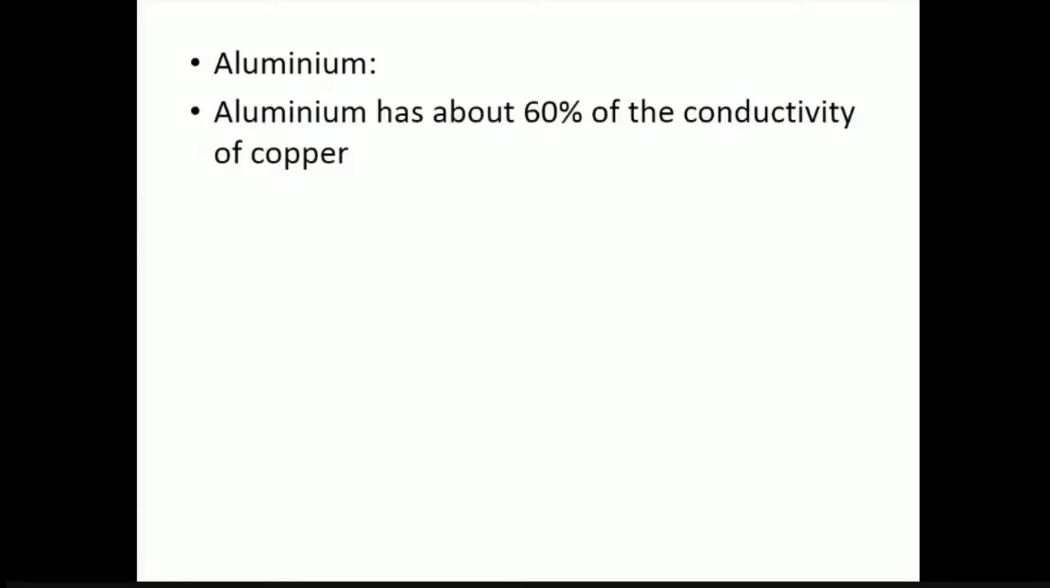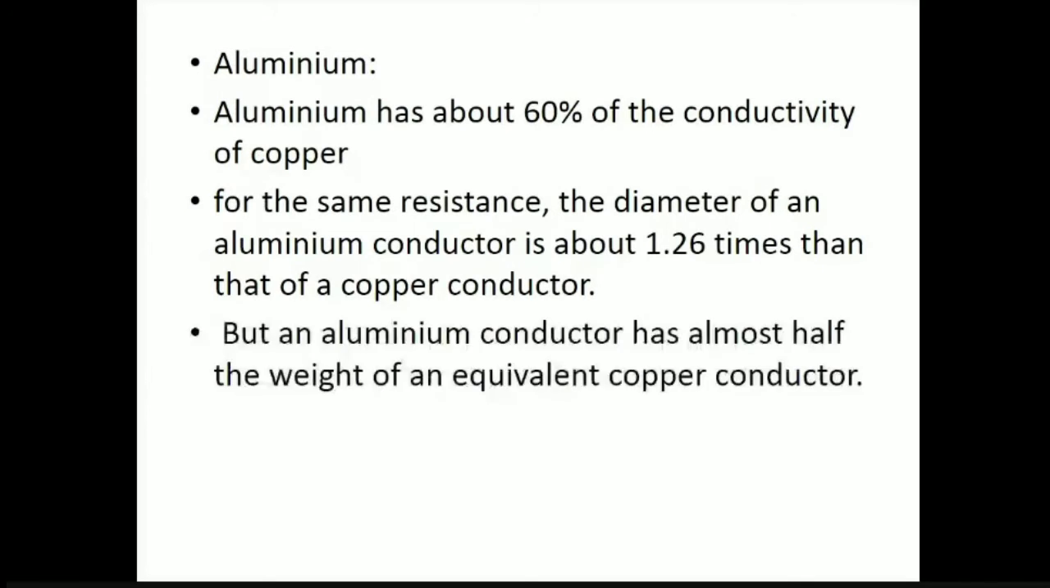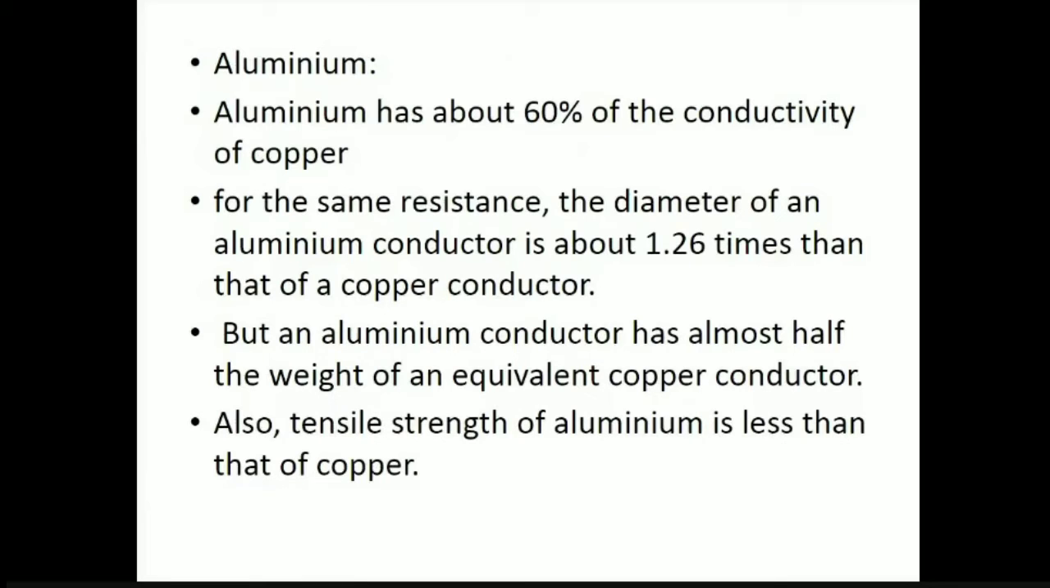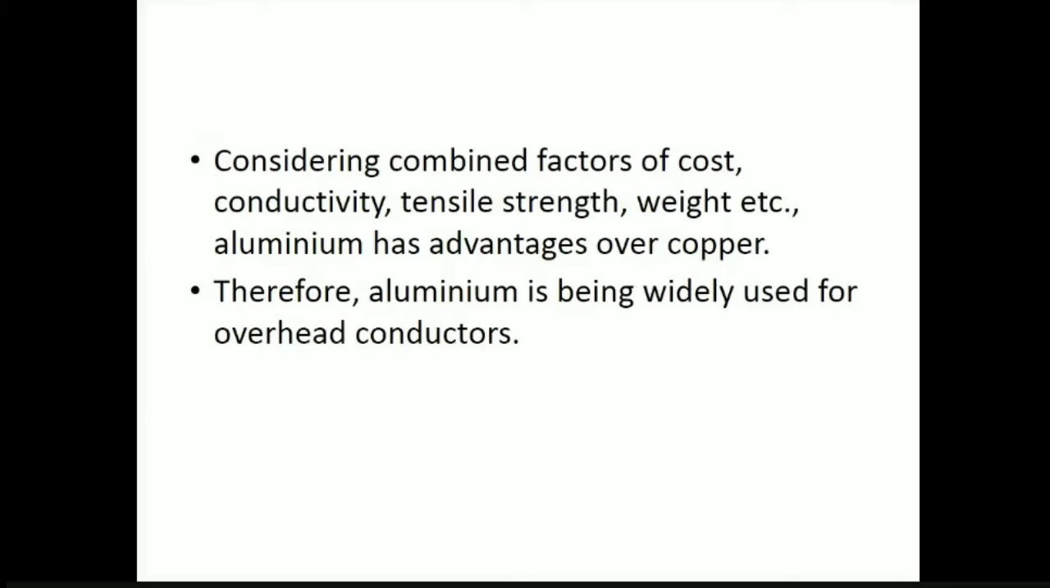Next, aluminium. Aluminium has about 60% of the conductivity of copper. For the same resistance, the diameter of an aluminium conductor is about 1.26 times that of a copper conductor. But an aluminium conductor has almost half the weight of an equivalent copper conductor. That is an advantage. Also, the tensile strength of aluminium is less than that of copper. Considering combined factors of cost, conductivity, tensile strength, weight, etc., aluminium has advantages over copper because it is cheap. Therefore, aluminium is being widely used for overhead conductors.